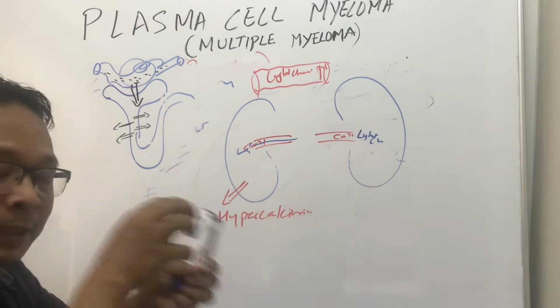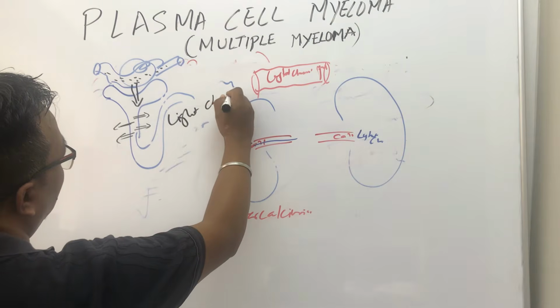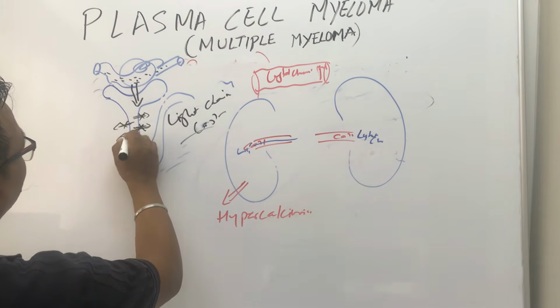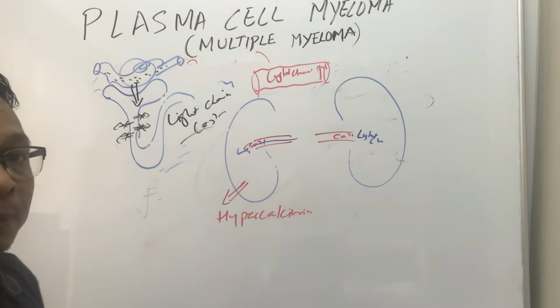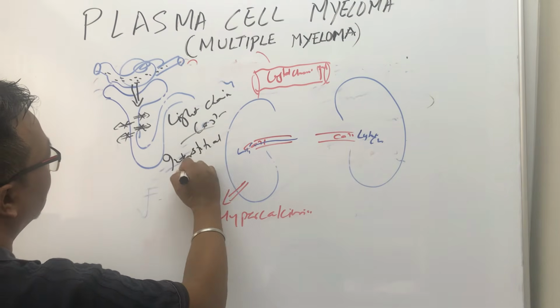Now light chains are being deposited, so it's forming light chain cast. When no more absorption can be done, light chain cast is formed, which can produce interstitial nephropathy.